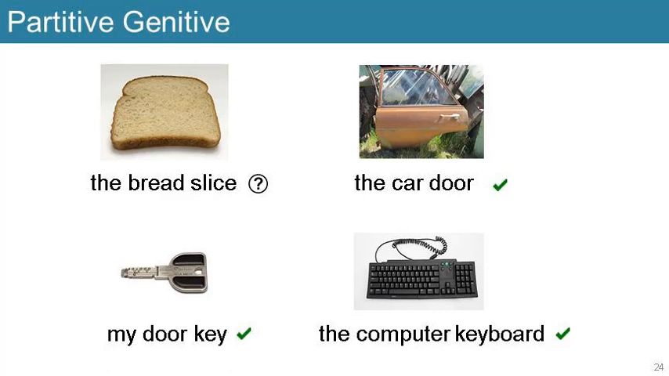In many cases, you can dispense with of or the genitive apostrophe altogether, as in the three checked phrases here. Many, maybe most, native speakers will intuitively prefer the car door, my door key, and the computer keyboard to their alternative partitive versions.